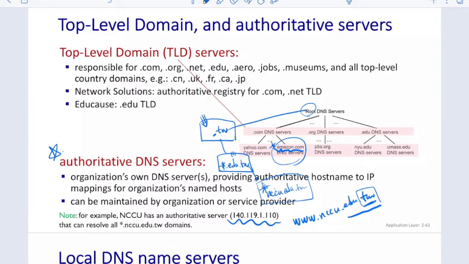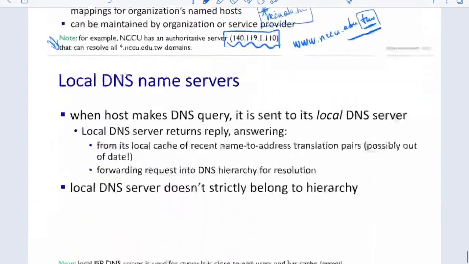And most likely this server will be exactly this one in our computer center. This specific authoritative name server can resolve anything .nccu.edu.tw. It's right here. So that is the hierarchy: the root server, top-level domain, and authoritative name servers.